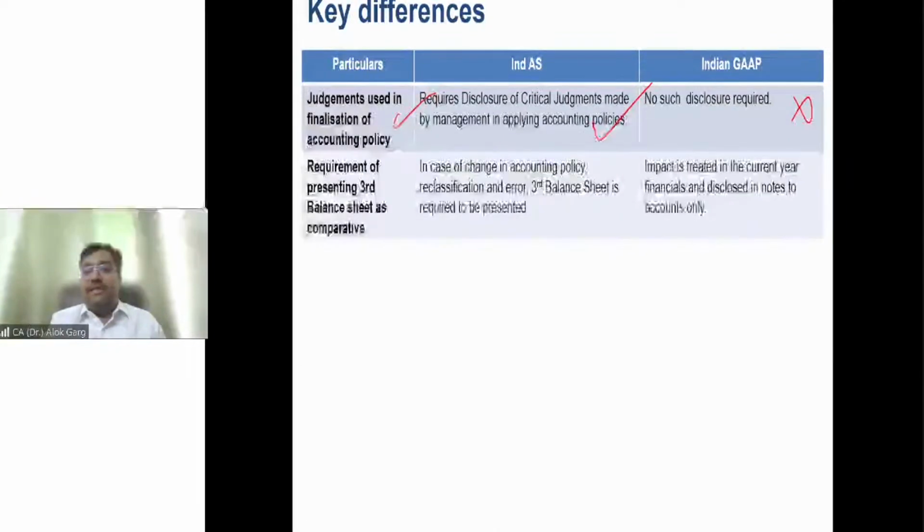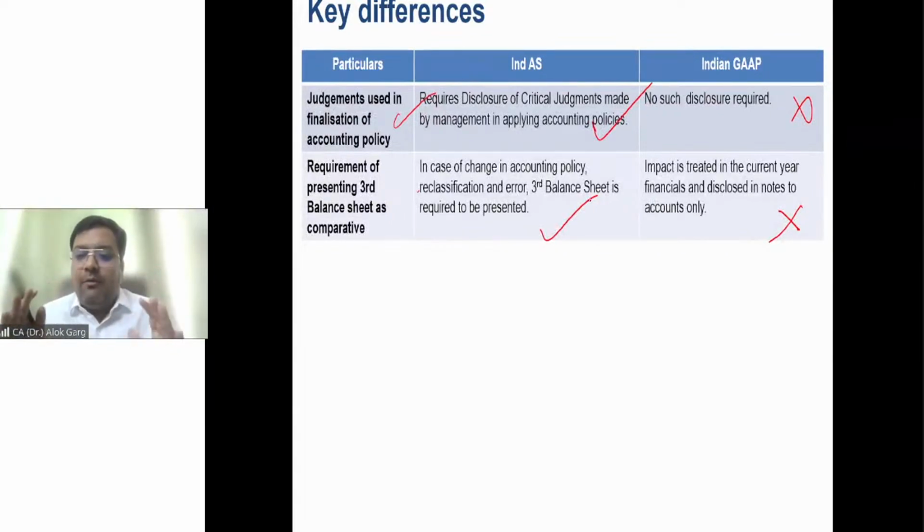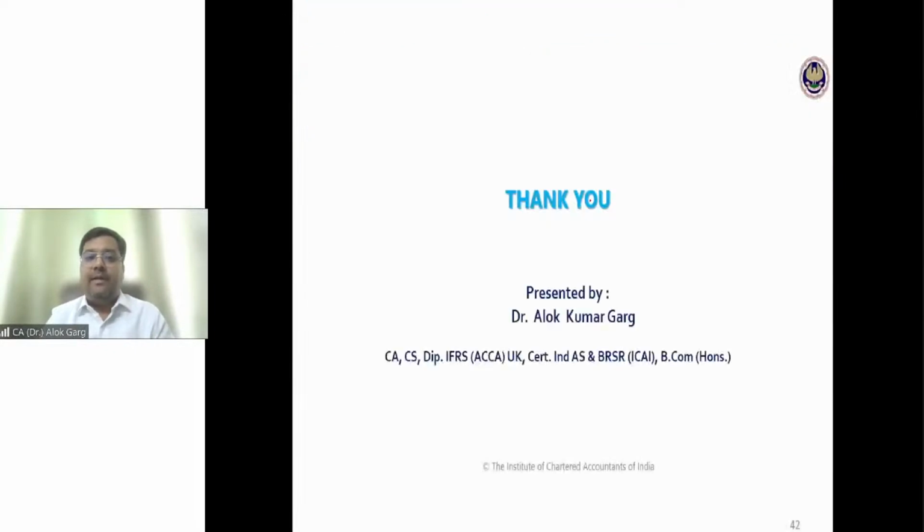Third balance sheet concept. If there is any correction of a prior period error or change in accounting policy, the third balance sheet is required to be given, right? And relevant disclosure is required to be given. But this was not required in your IGAAP. In IGAAP, if there is a correction of error or a change in accounting policy, the calculation will be retrospective, but the application is prospective, meaning in the current year, right?